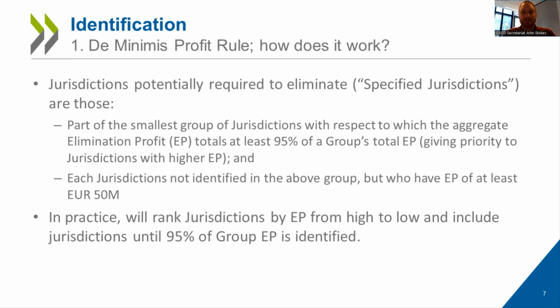The second leg of the test says that notwithstanding the jurisdictions identified under the first leg of the test, each jurisdiction with elimination profit of at least 50 million euros does fall within that pool of jurisdictions that might be required to eliminate. So what the rule does is give us in the first leg a relative test. So we look at the role that a jurisdiction plays in the overall framework, when we think about the profitability of the group as a whole. And then the second test is an absolute test, which just looks at the amount of profit that a covered group makes in a particular jurisdiction.